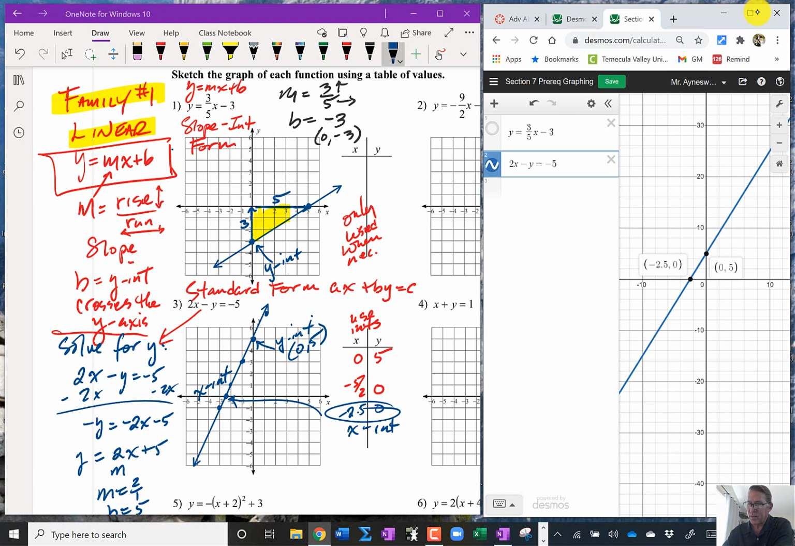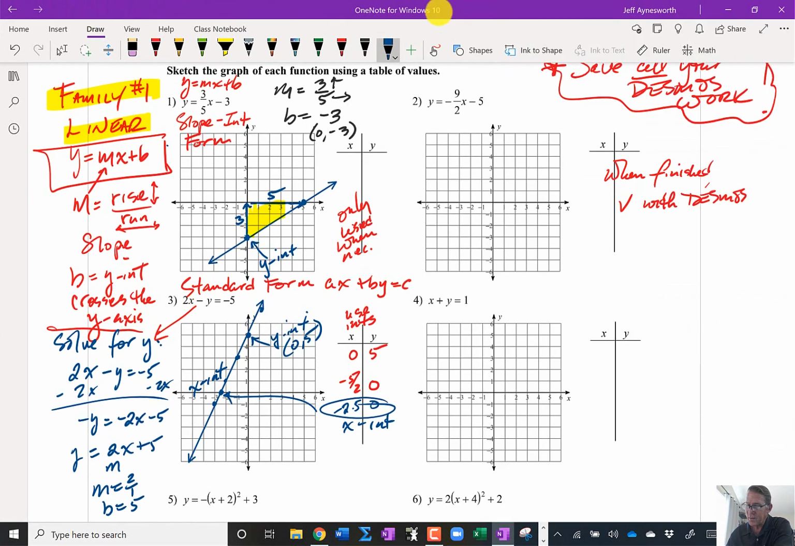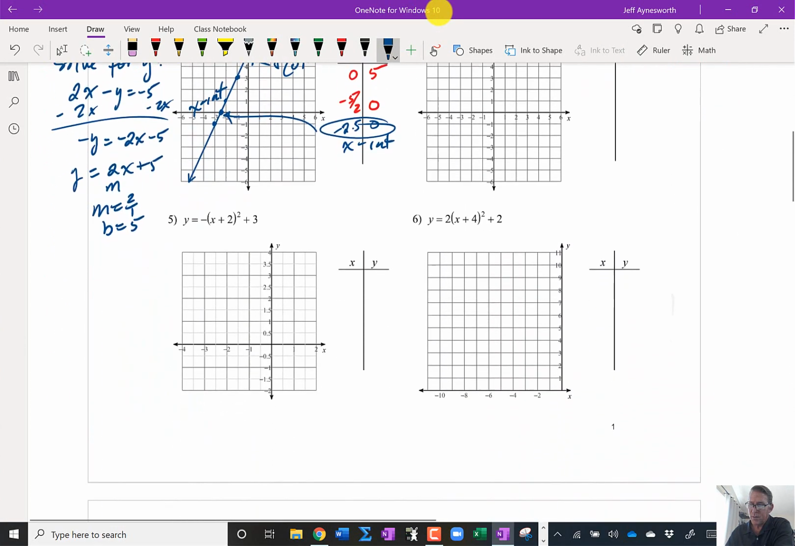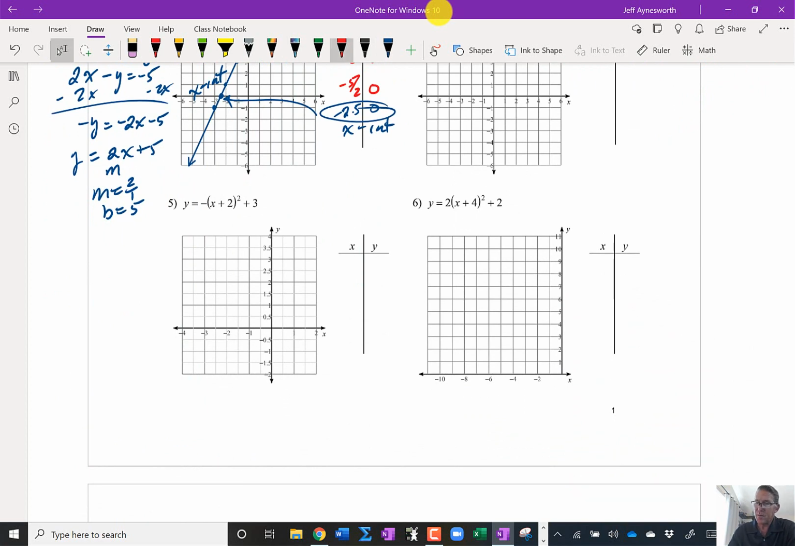All right, let's get back to the lesson here. So now you do number 4 on your own and check it with Desmos. Let's go to the second family of functions. We're talking about second degree functions. So family number 2.